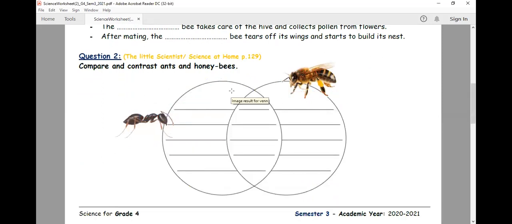Lana Najdi, Mira Zainuddin, Kareem Kirdi, and Kareem Bitar. Let's do this together. We have an ant, and I didn't specify the type of the ant, and we have the bees. How are they similar? Kareem Kirdi, where are you? Both are invertebrates. Bravo. Both are invertebrates. What else?